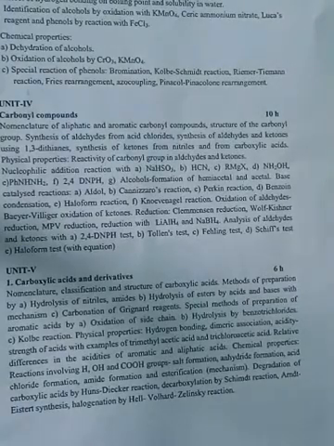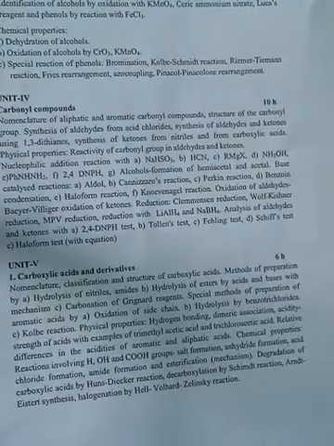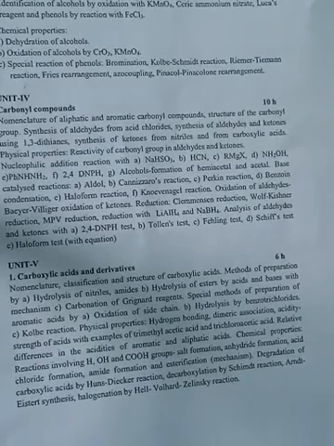And the final unit is the 5th unit. The 5th unit will contain 2 chapters. First one is carboxylic acids and their derivatives, and second one is the active methylene compounds. In the carboxylic acids and derivatives chapter, we have to discuss what is meant by carboxylic acid, and the nomenclature of the carboxylic acids will be discussed.